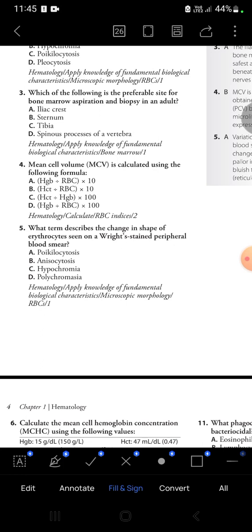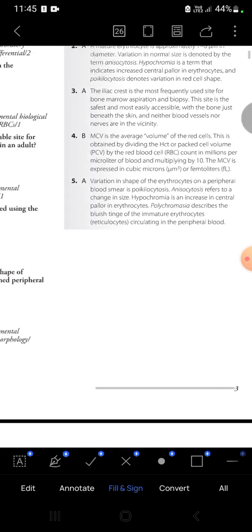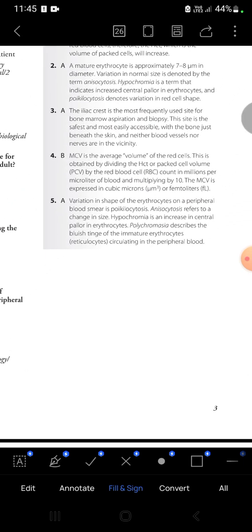So this process is called poikilocytosis. A variation in shape of erythrocytes on a peripheral blood smear is poikilocytosis. Anisocytosis refers to a change in size. Hypochromia is increased pallor in erythrocytes. Polychromasia describes the bluish tinge of the immature erythrocytes circulating in the peripheral blood.